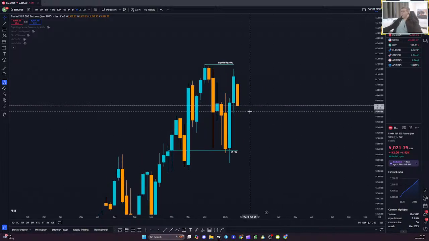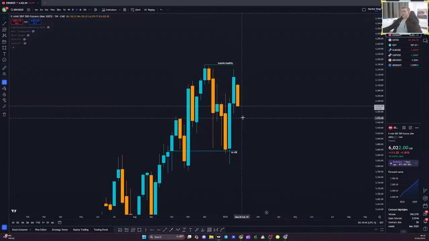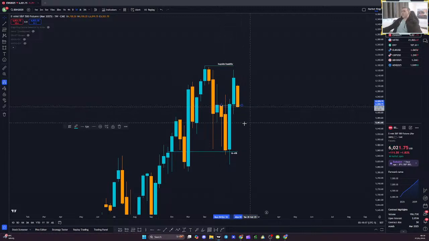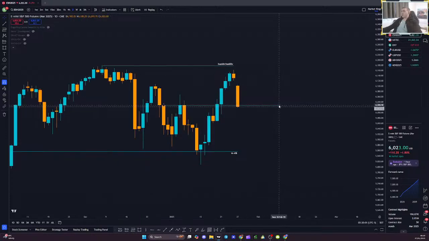ES seems to be a bit more clear, because we do have this weekly order block, which we might trade into to then send price higher. These two candles make an order block, so I'm definitely going to be watching for this.